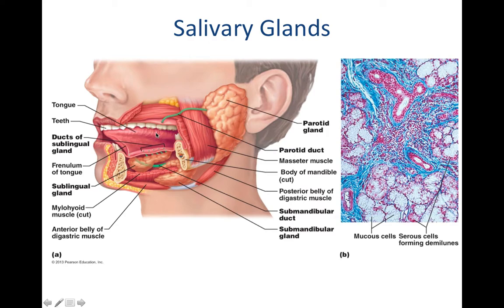Now, all of your salivary glands produce saliva, but they actually all produce a slightly different type of saliva. Some produce a little bit more mucus, some produce different types of solutes, and so it's all just a little bit different, although they all do produce saliva.